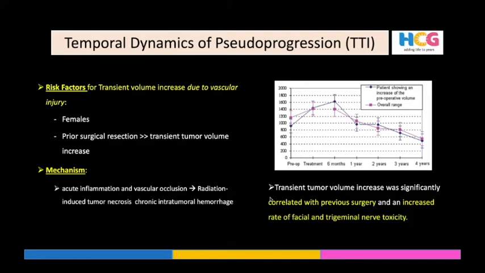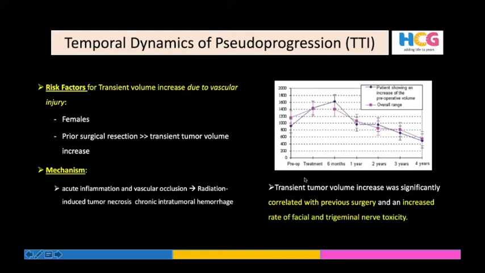So if we look into the temporal dynamics of pseudo progression, this transient volume increase is more common in females, and it is more common in patients who undergo prior surgical resection. Now, the mechanism of why this happens is acute inflammation from the surgical doses of radiation which we are shooting, and the vascular occlusion, a typical kind of radiobiology you see with surgical doses of radiation. Both of these will result in some kind of necrosis and inflammation, and because of vascular occlusion, there will be some kind of intratumoral hemorrhage.